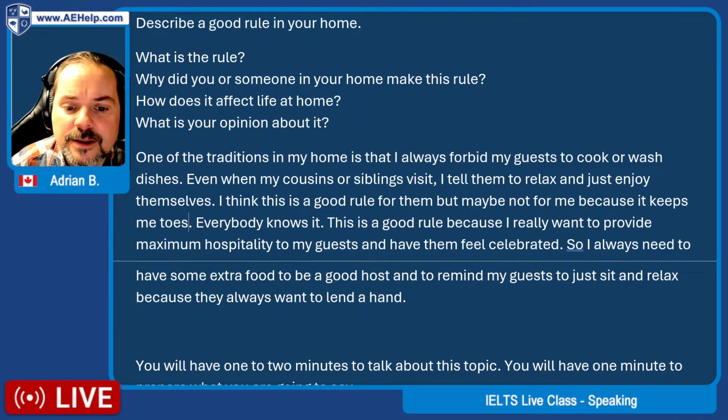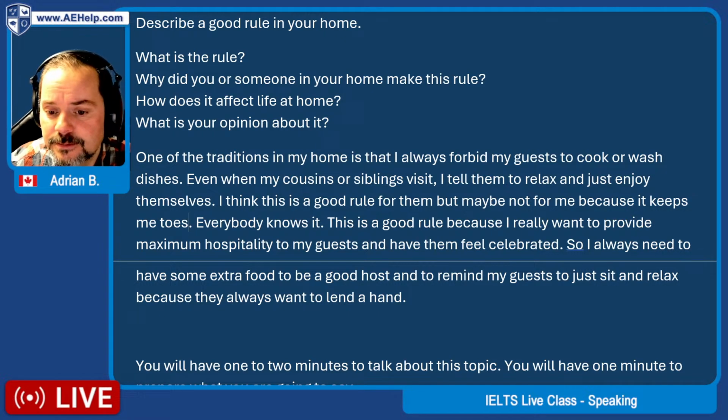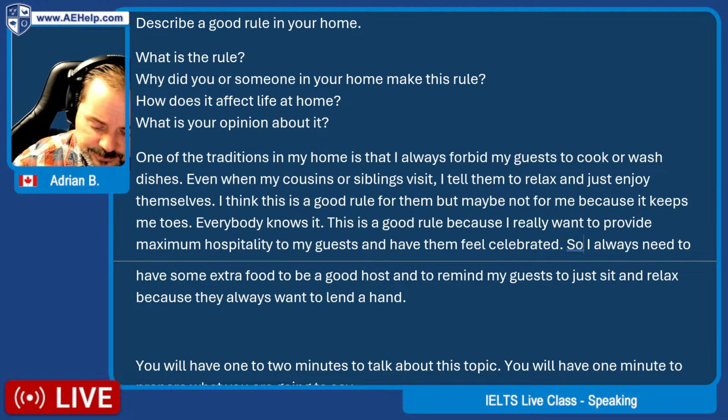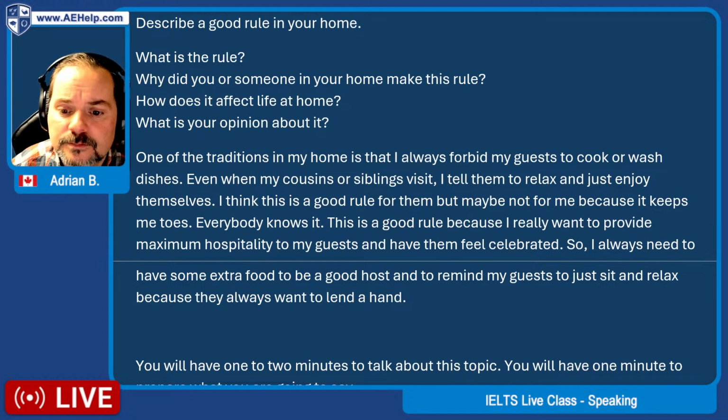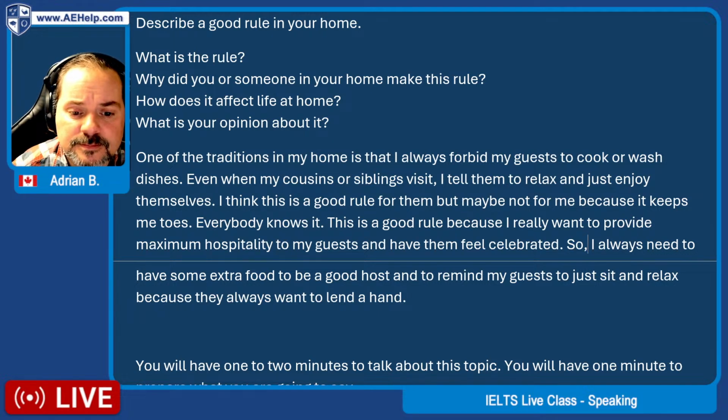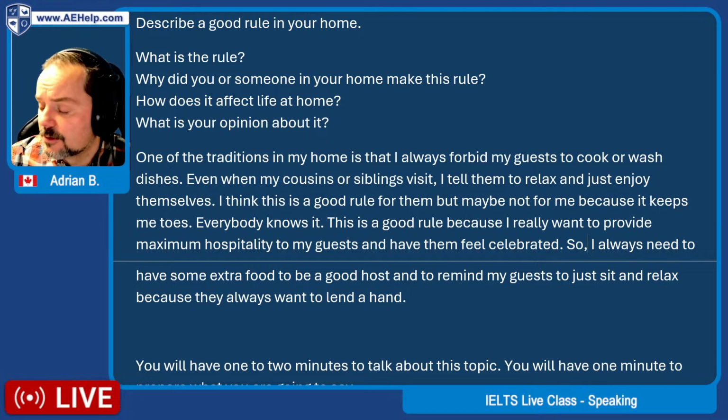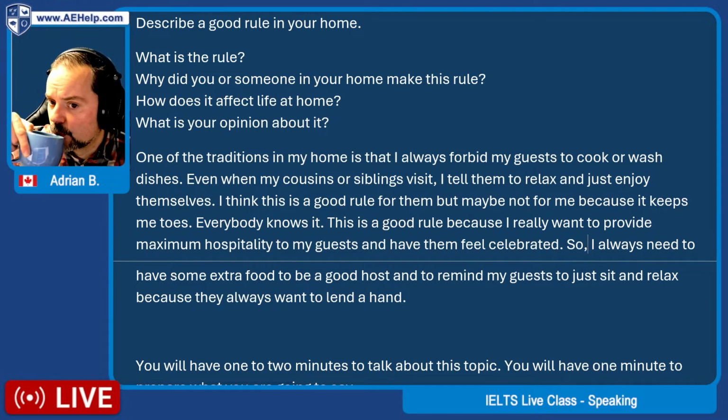This is a good rule because I really want to provide maximum hospitality to my guests and have them feel celebrated. And have them feel celebrated.